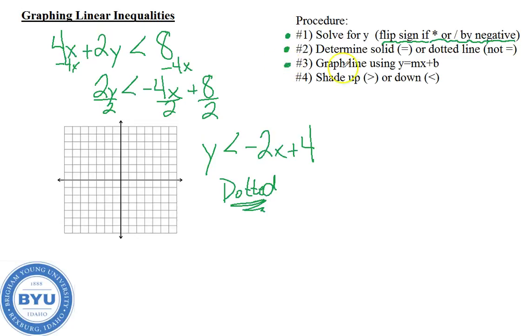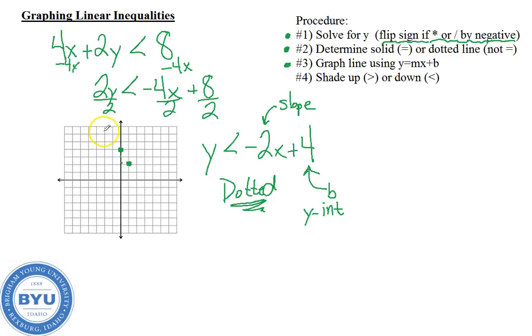Step number three, graph the line using y equals mx plus b. So in y equals mx plus b, my b is right here. This is the b, so that's the y-intercept. And this is the m, so this is my slope. So I'm going to graph the y-intercept. That's at 4: 1, 2, 3, 4. There's my y-intercept. And my slope is -2, so I go down 2 over 1. Because my slope is negative, I go down.